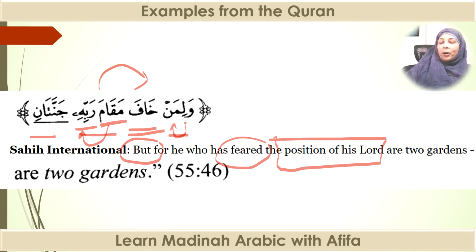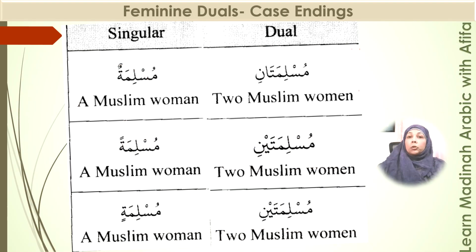And what is there for him? For the one who has feared the position of his Lord is jannatane, is two gardens. And jannatane is marfu, and we know that because it has an alif ending, and it is dual, right? We see that it is dual with the alif ending, and ane is the ending for the dual. Jannatane, two gardens. So let's wrap up our discussion on duals with reviewing the feminine duals.